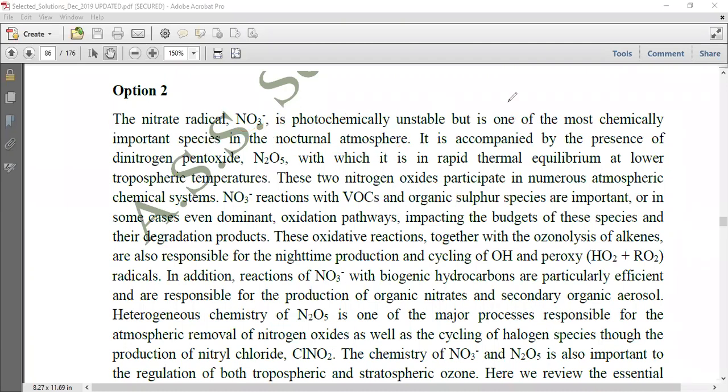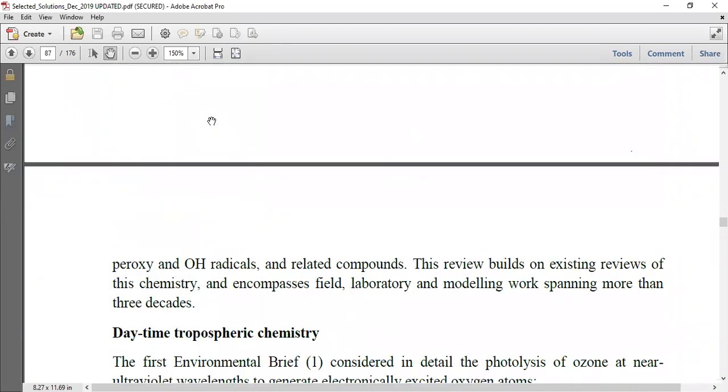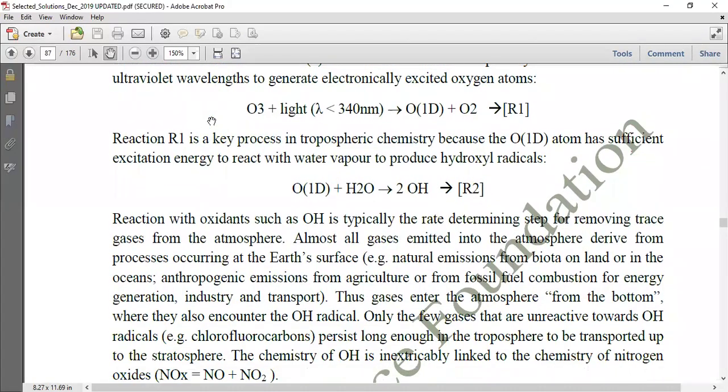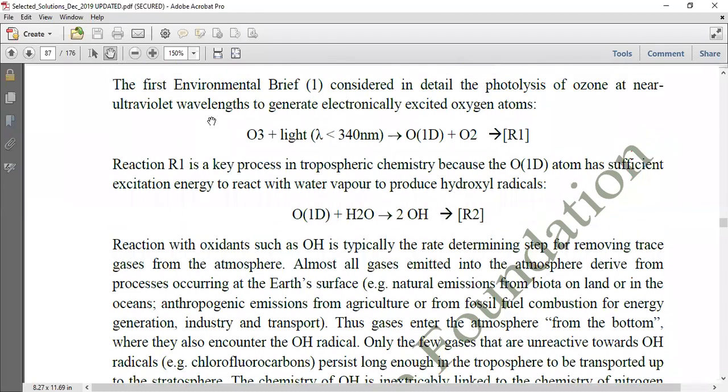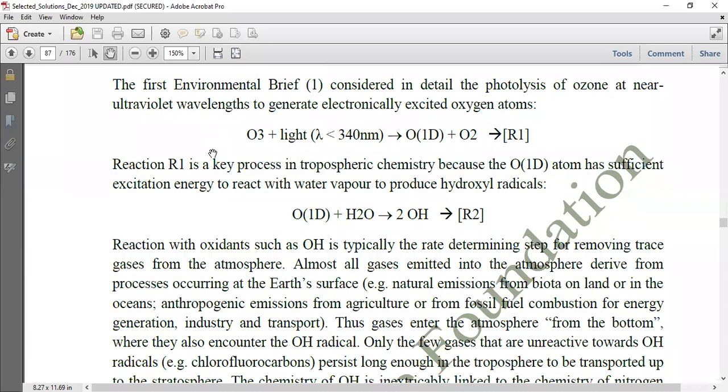Then we have daytime, where you can see the OH radical is the king. OH radical is the king in the daytime. Daytime chemistry, photochemistry, is driven by OH radical. So daytime it is hydroxyl radical, OH radical basically.